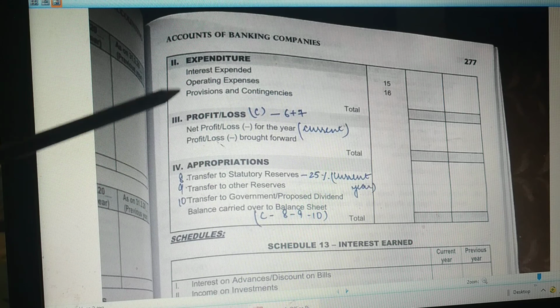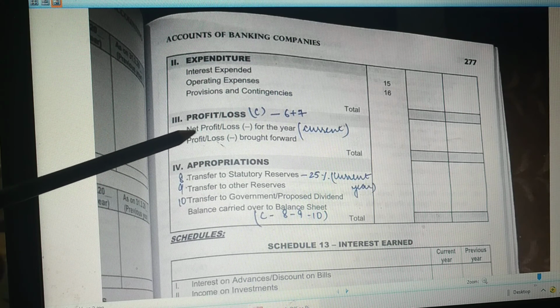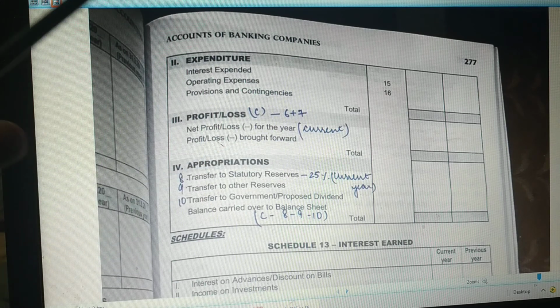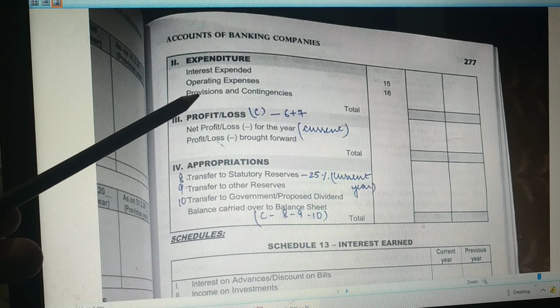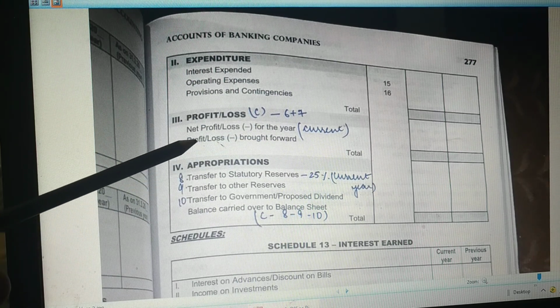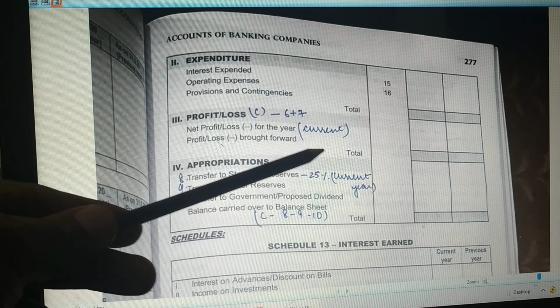Now here comes 1 and 2. So 1 minus 2 will be the profit and loss account. Here where it says net profit/loss for the year, this is the current year. For the current year you will be calculating 1 and 2, where 1 is the total of income, 2 is the total of the expenditure, 1 minus 2 you will find for the current year. Then the profit and loss of the last year, which you are going to take from your balance sheet. So this is your total.